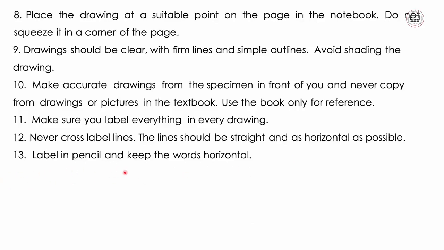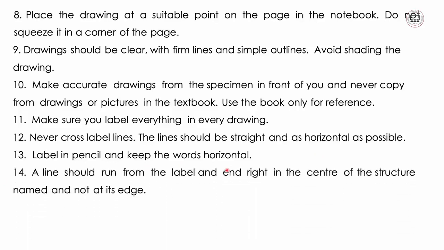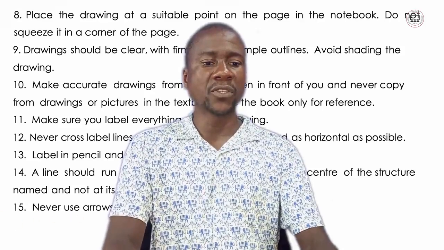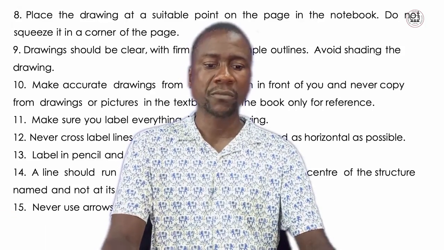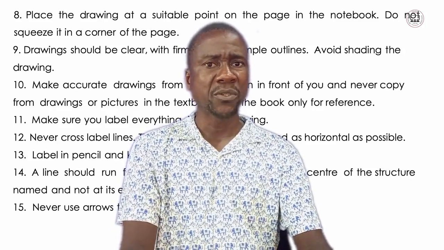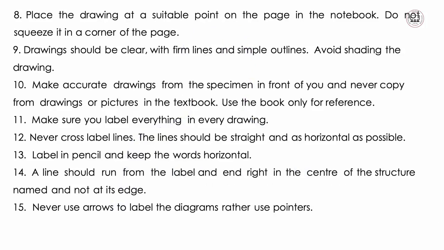13, label in pencil and keep the words horizontal. 14, a line should run from the label and end right in the center of the structure named and not its edge. That will properly show the label correctly. 15, never use arrows to label the diagrams, rather use points. Never use arrows. I think by now you know an arrow, whereby at the end of that line you put something which looks like an arrow, but just use a pointer.